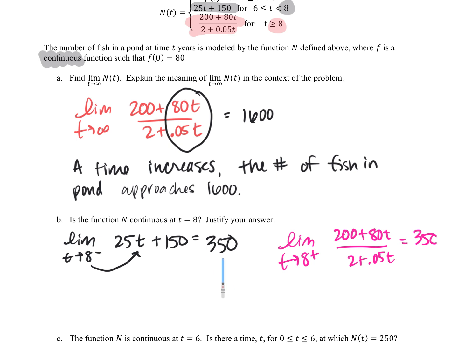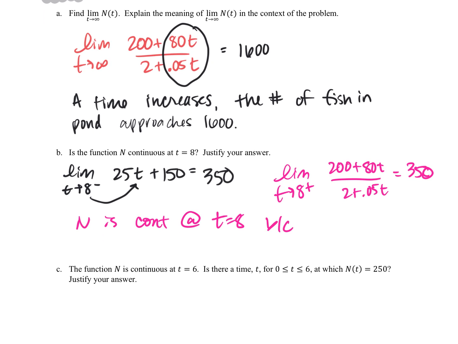So we're going to say continuous or discontinuous? Continuous. So we're going to say n is continuous at t equals 8 because the limit as t approaches 8 of n of t is equal to n of 8.